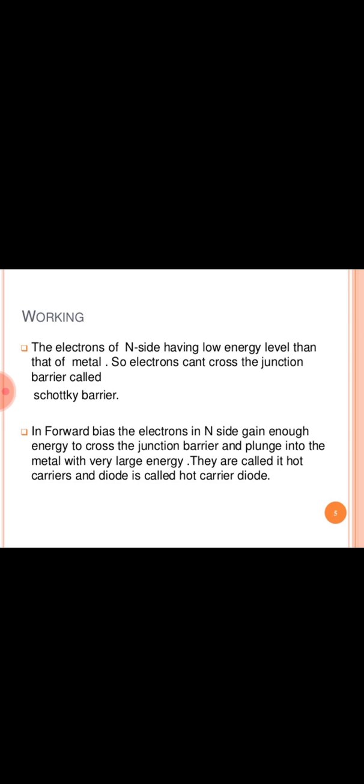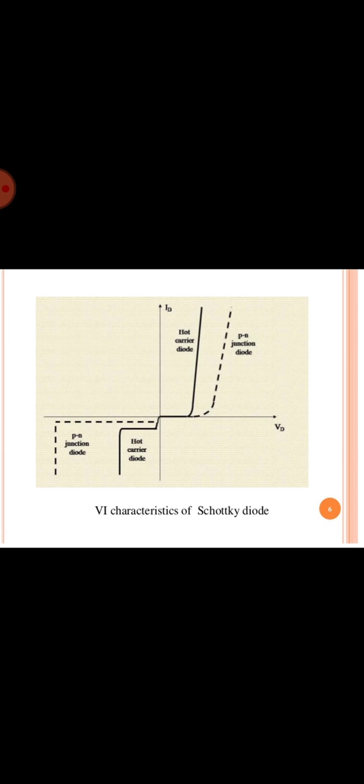Since there is no P-type semiconductor material and therefore no minority carriers, in reverse bias the diode's conduction stops very quickly and changes to blocking current flow. The electrons on the N side have a lower energy level than that of the metal, so electrons cannot pass through the junction barrier, which is called the Schottky barrier. In forward bias, the electrons on the N side gain enough energy to cross the junction barrier and plug into the metal with very large energy. They are called hot carriers, and the diode is called a hot carrier diode.